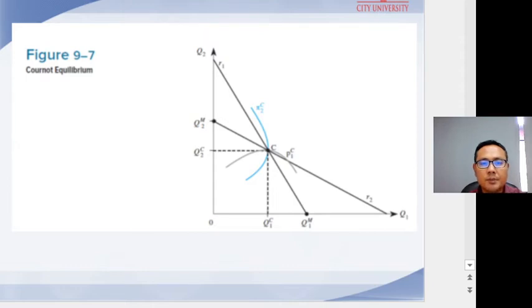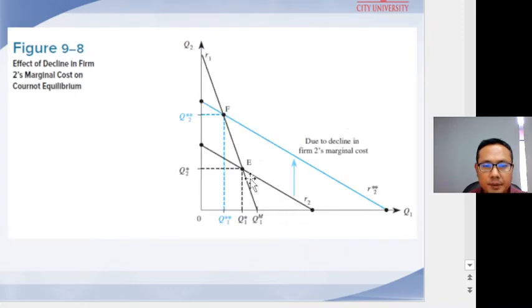In a Cournot oligopoly, the effect of a change in marginal cost is very different than in a Sweezy oligopoly. To see why, suppose the firms are initially in equilibrium at point E, where firm 1 produces Q1 star units and firm 2 produces Q2 star units.